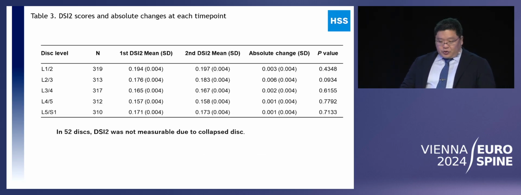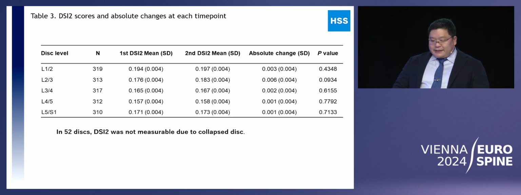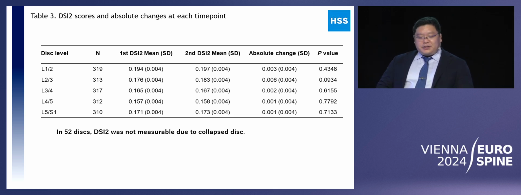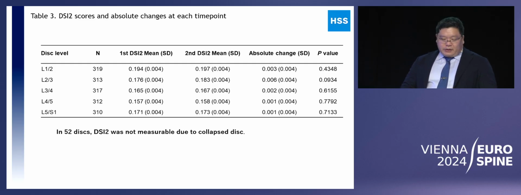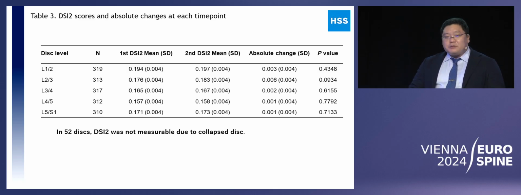This table shows the mean DSI-2 stratified by disc level at 2 different time points. Actually, there were almost no changes, but in 52 discs, mostly Pfirrmann grade 5, DSI-2 was not measurable.